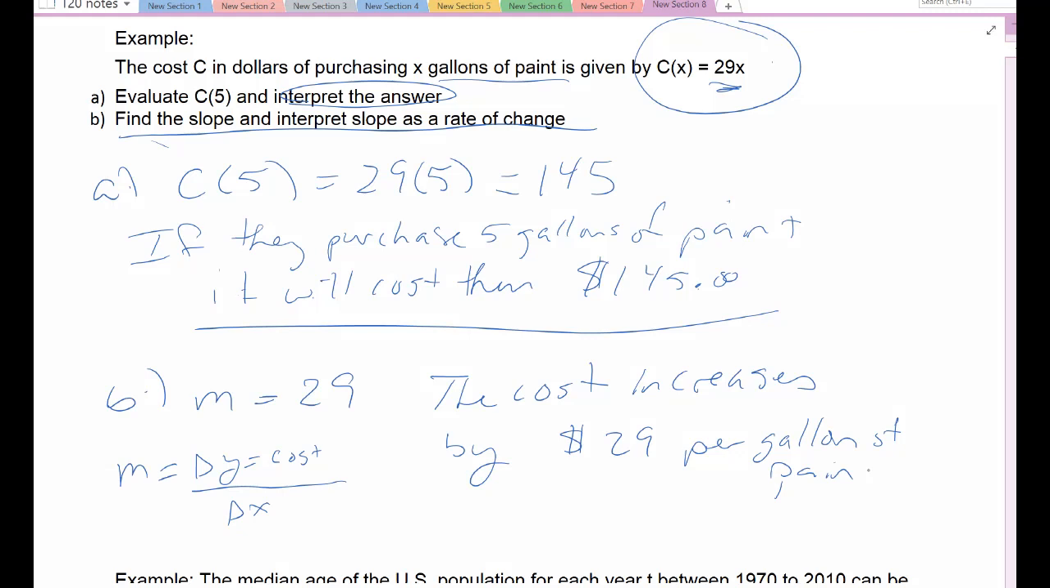And it should make sense, right? Every time I purchase a new gallon, so if I purchase 1 gallon, it's 29. I purchase 2 gallons, it's 29 times 2, right? I purchased 5 gallons, it was 29 times 5. So every gallon cost me $29.